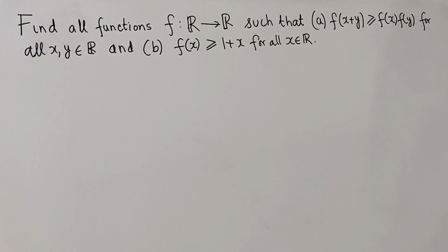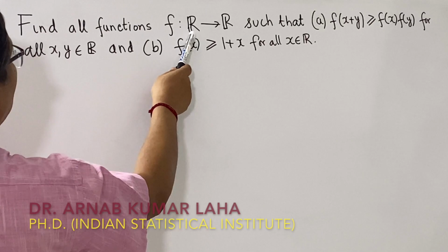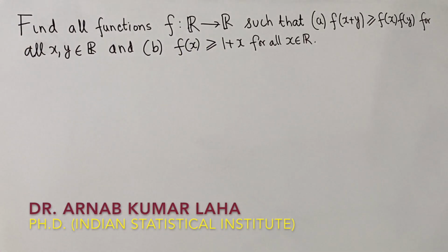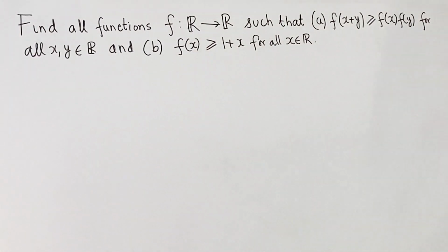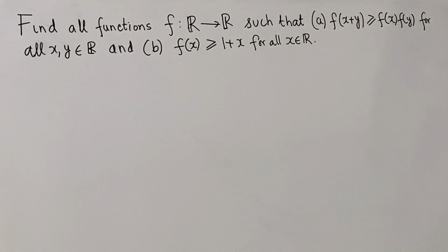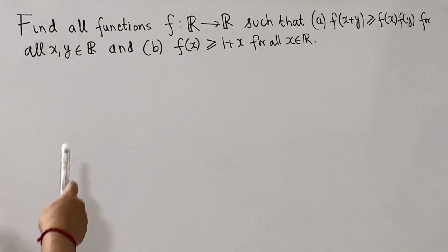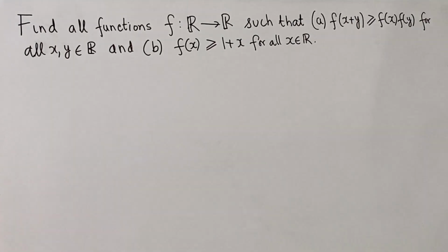In this edition, we are looking at this problem which asks us to find all functions f whose domain and codomain are both real numbers and which satisfy the following properties: A, f of x plus y is greater than or equal to f(x) into f(y) for all real numbers x, y, and B, f(x) is greater than or equal to 1 plus x for all real numbers x. So we will proceed to solve this problem in multiple steps.